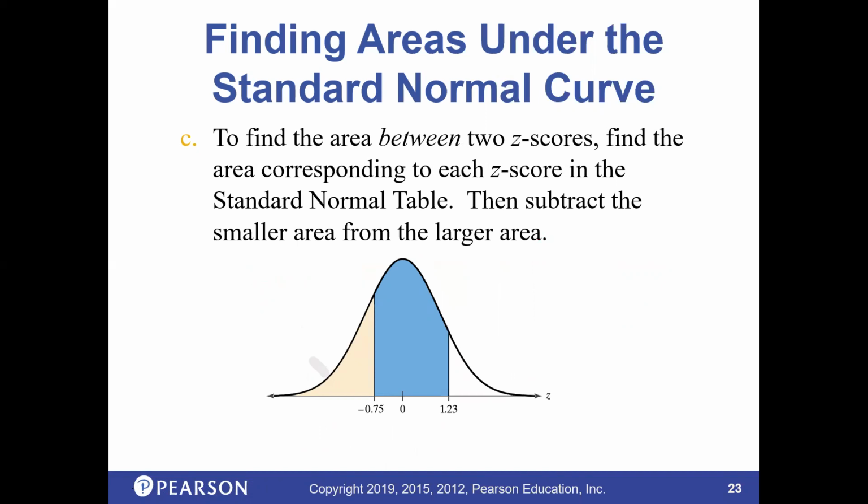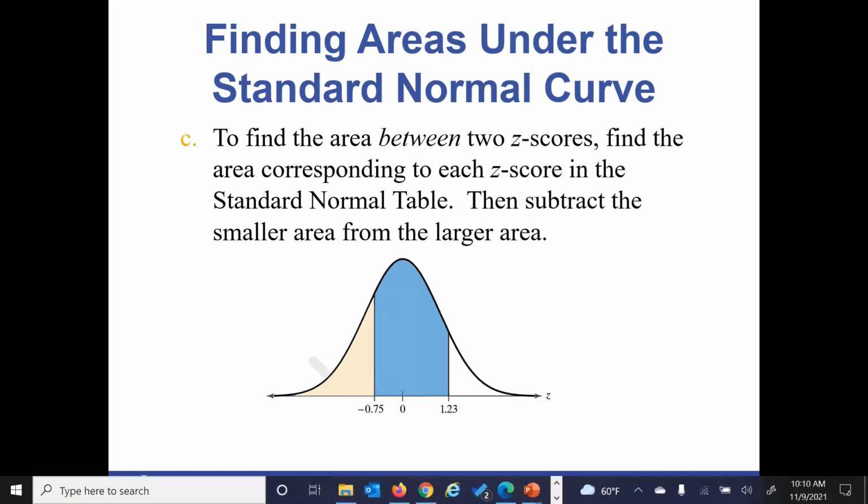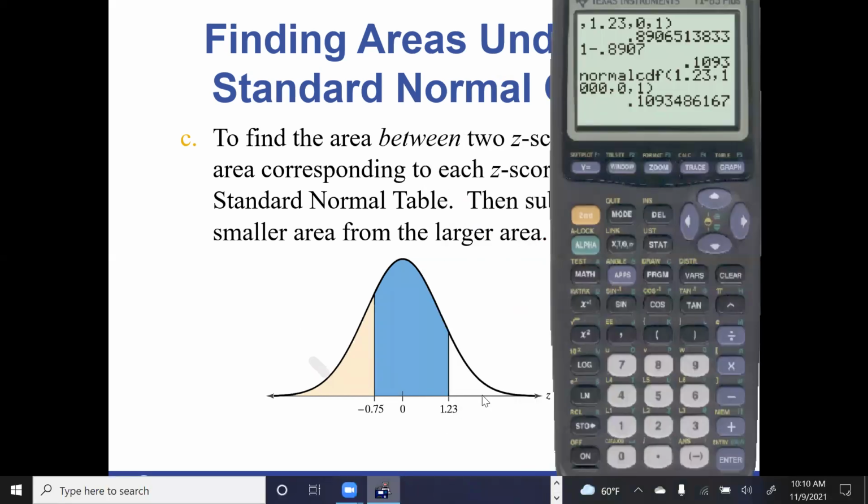Okay, if you're going to do it by table, you got to do a lot of stuff here. You got to think about what's the area to the left, subtract off the area you don't want. The calculator makes it a little bit easier. So I'll let you guys guess. Risk takers, I think you probably will figure it out very easily. So what should we do? You guys tell me, what should we do?